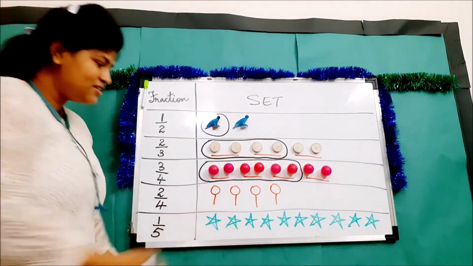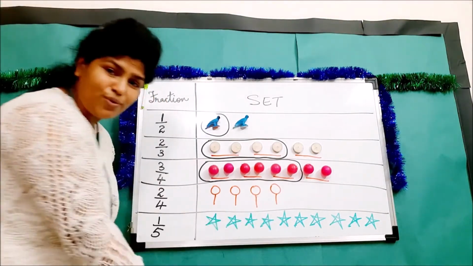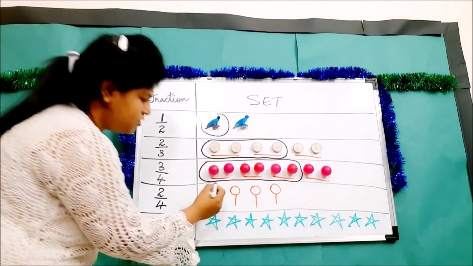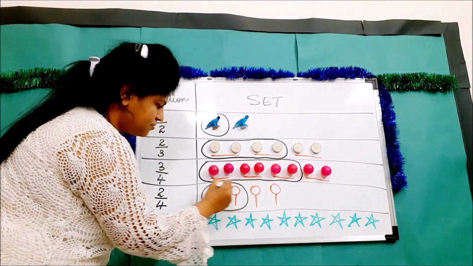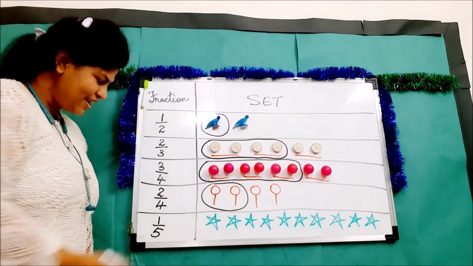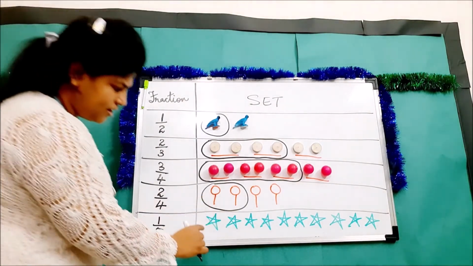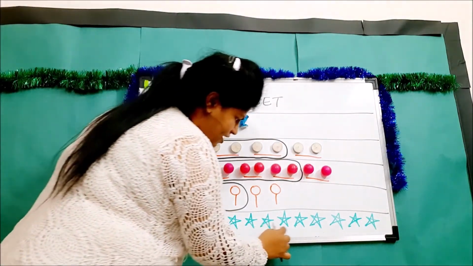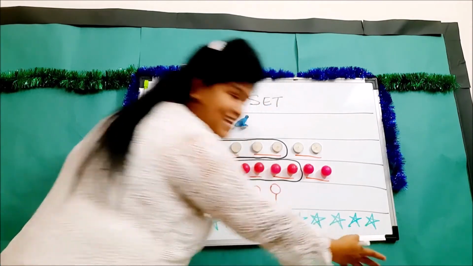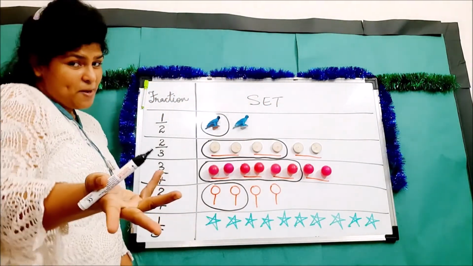Okay, next 2/4. Now this is very easy because you have 1, 2, 3, 4. हम 4 है, 4 में से 2. So I will select 2. Finish. Okay, let's go to the next one. 1/5. Go to see how many are there. Let's count. 1, 2, 3, 4, 5, 6, 7, 8, 9, 10. 10 stars. What do? Make sets.